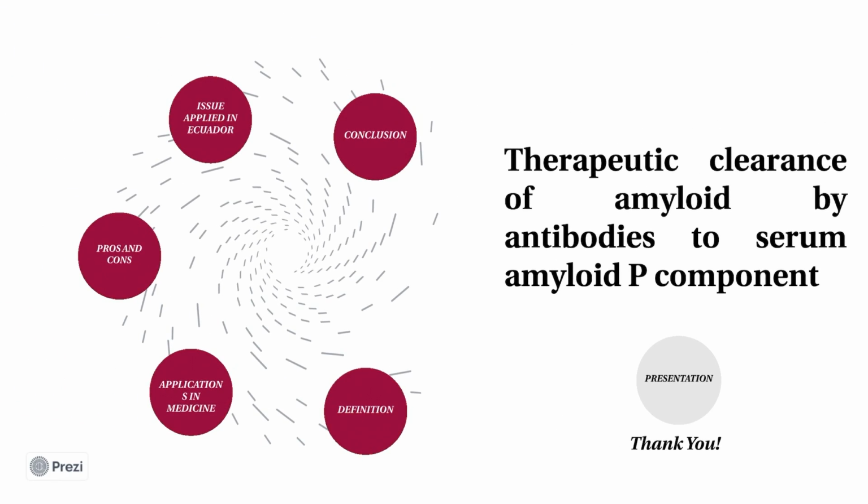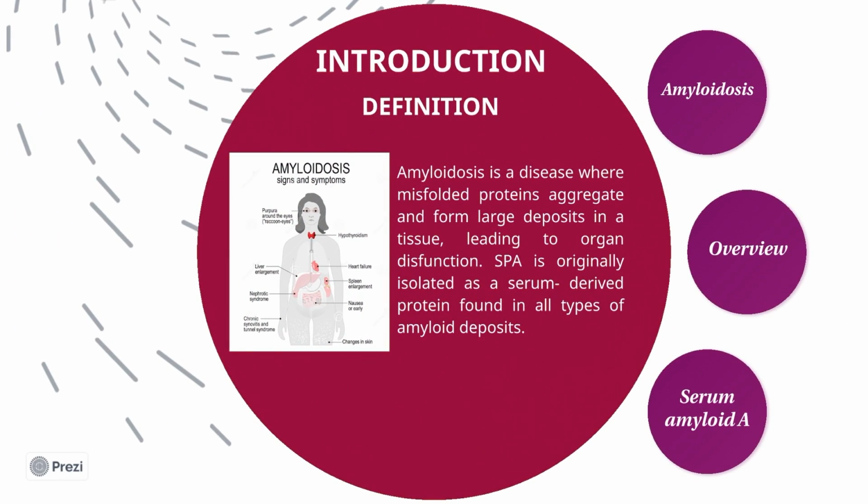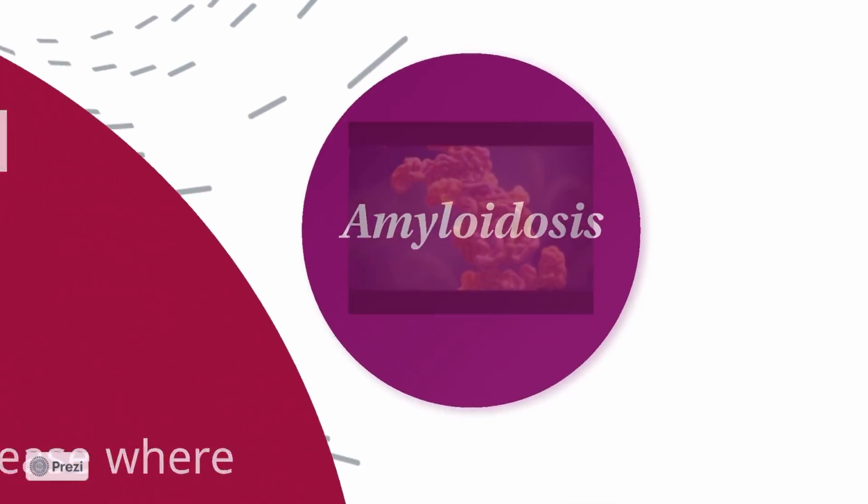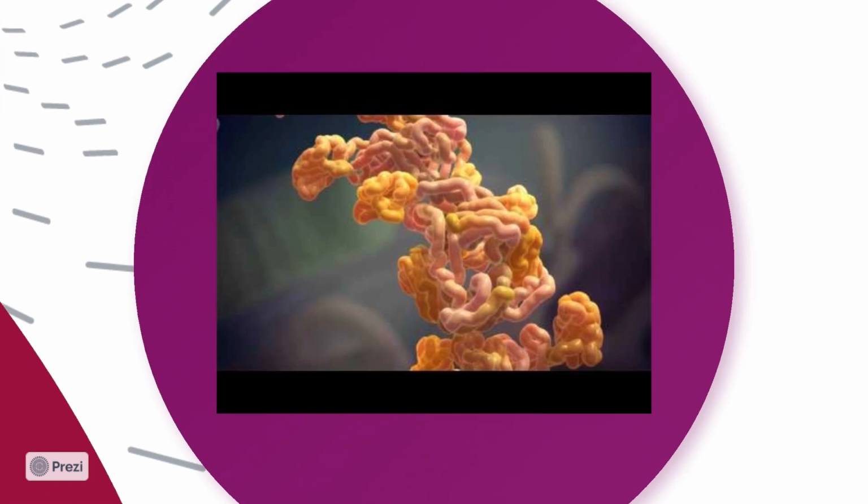So, definitions. Amyloidosis is a disease where misfolded proteins aggregate and form large deposits in tissues, leading to organ dysfunctions. SAP was originally isolated as a serum-derived protein found in all types of amyloid deposits. The first video is about the definition of amyloidosis.